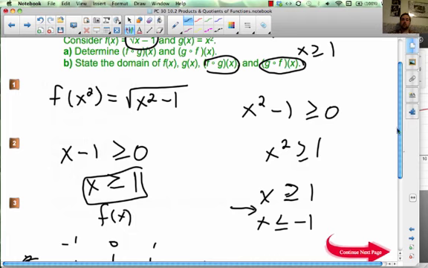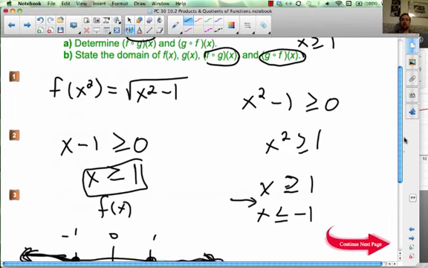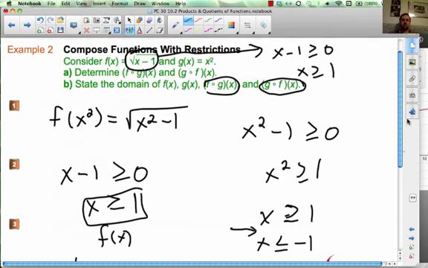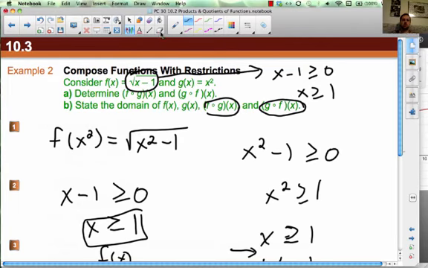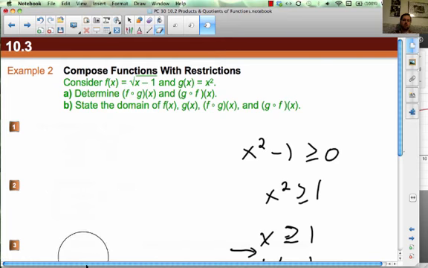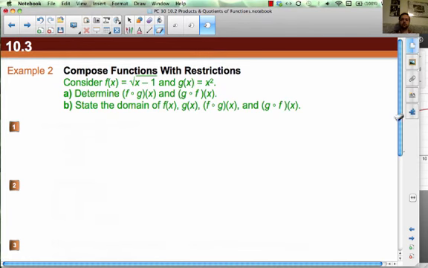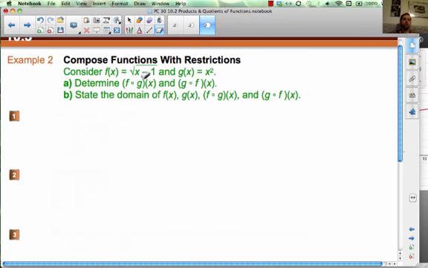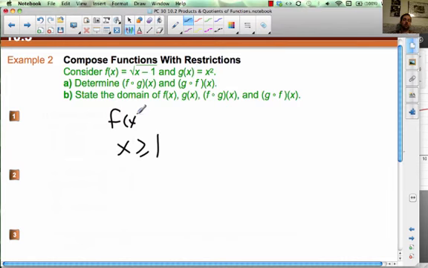Let's take a look at this composite function, g of f of x. So, see if there are any restrictions on this one. Now, we know that in f of x by itself, we're not allowed to use any value less than 1. So, in the original f of x, these are the only values that are allowed.